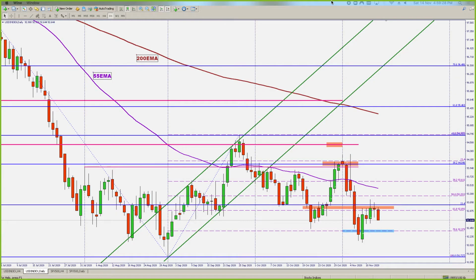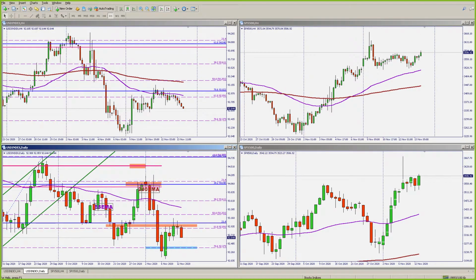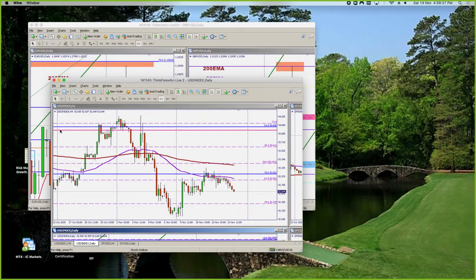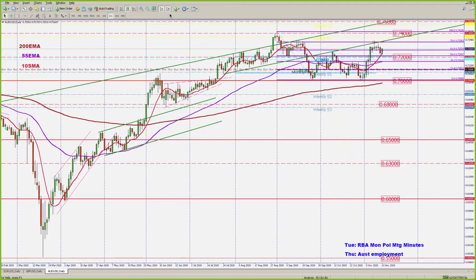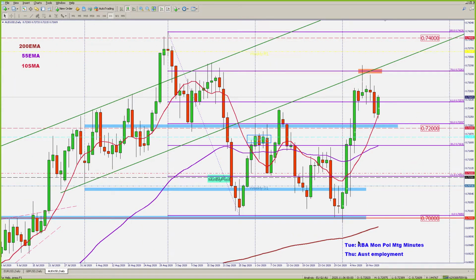And let's take a look at the Aussie dollar. This week there is the RBA monetary policy meeting minutes being released, as well as the employment figures on Thursday. But similar to the other major pairs, it quickly hit resistance early in the week. In this case, it's at the 786 retracement of this move down, and also the previous channel.